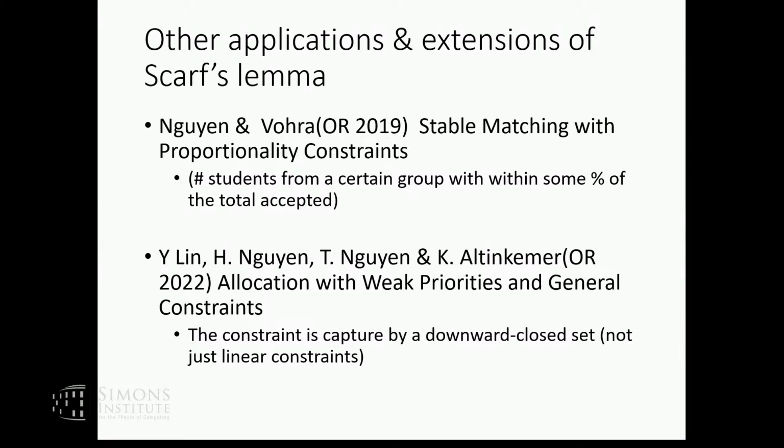So in other recently published papers, we can make that constraint not just a linear constraint but any monotone constraint. We can also capture that, together with weak priority. So that is the first story about stable matching.